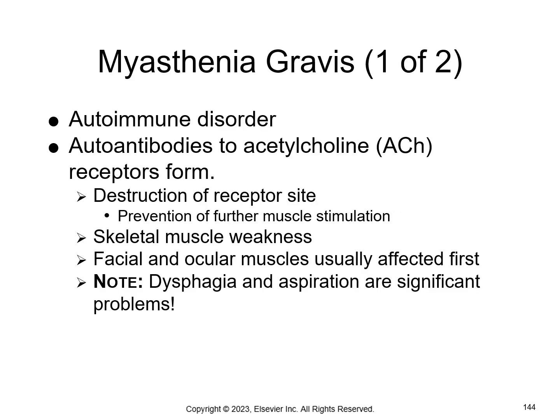And then we have myasthenia gravis. This is an autoimmune disorder with autoantibodies to acetylcholine receptors. It causes destruction of the receptor site, preventing further muscle stimulation. So it causes skeletal muscle weakness. Facial and ocular muscles are usually affected first. Dysphagia and aspiration are significant problems with myasthenia gravis.